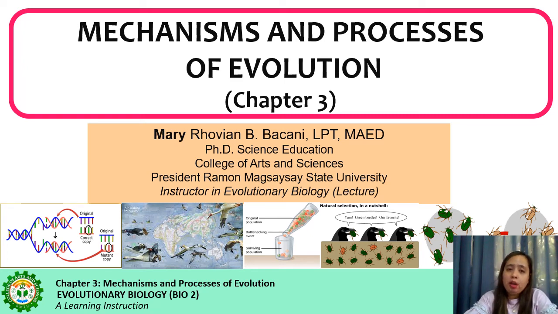So we'll be continuing our discussion on the mechanisms and processes of evolution. For this part, we are now going to talk about natural selection. We have finished the first three probable drivers of evolution: genetic drift, mutation, and the other one. Anyway, we have finished that topic and now we'll be continuing on natural selection.